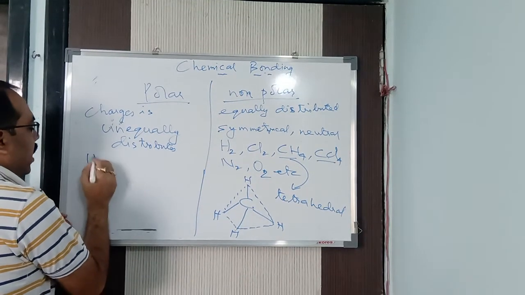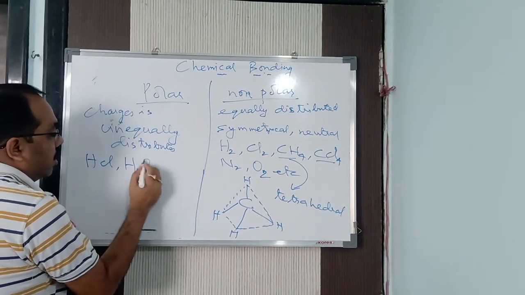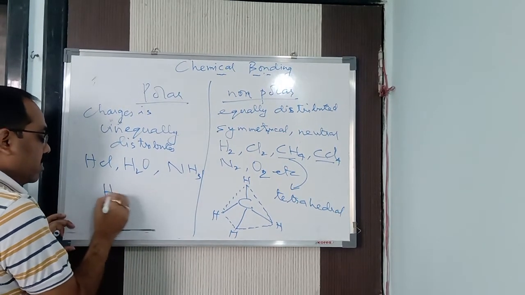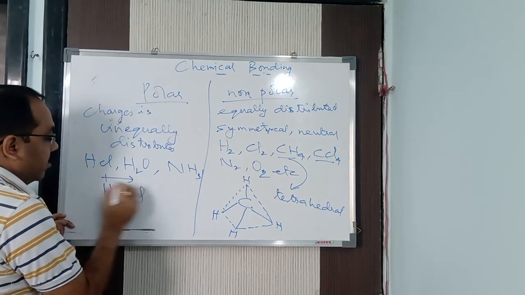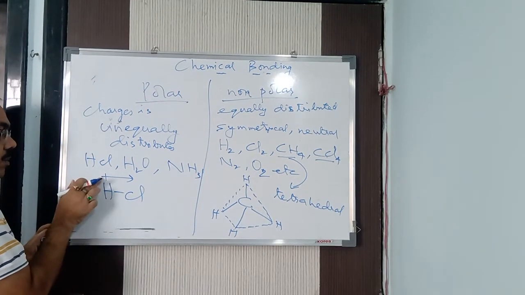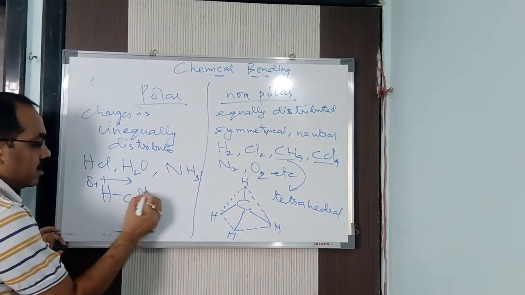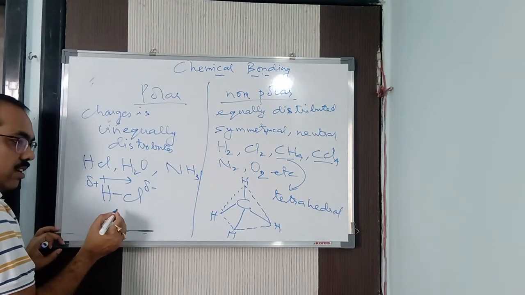And here it is unequally distributed. So which compounds will have this? Like HCl, water, ammonia. In HCl, we write it in this way. Here, what does it mean? It means this end is positive and this end is negative. So how do we represent it? We can represent it this way also, delta plus and delta minus.